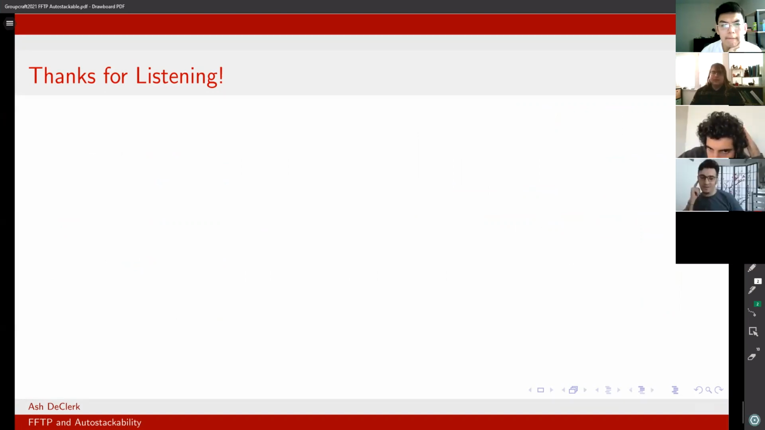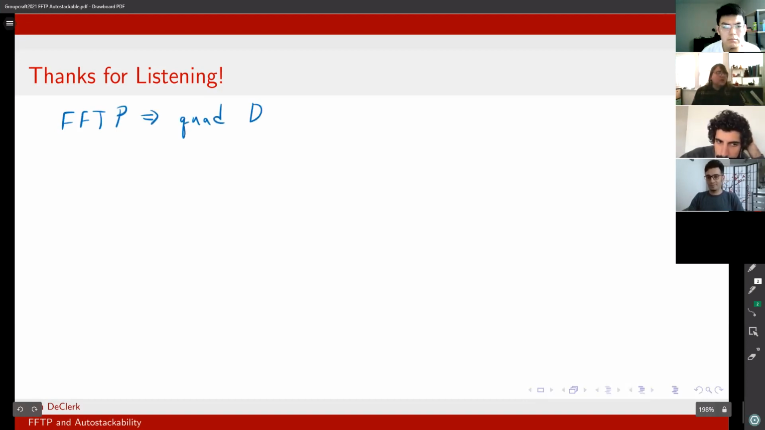Do you know about any autostackable groups that don't have the property FFTP? Oh yeah, there are plenty of autostackable groups without that property. BS12, which I mentioned earlier, is autostackable but does not have FFTP. FFTP is actually very restrictive. In particular, FFTP implies a quadratic Dehn function.